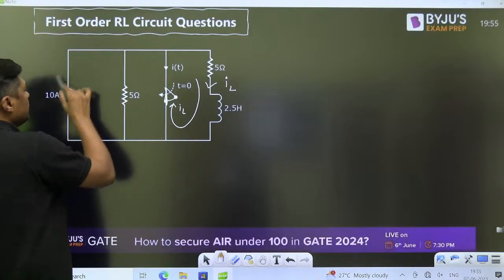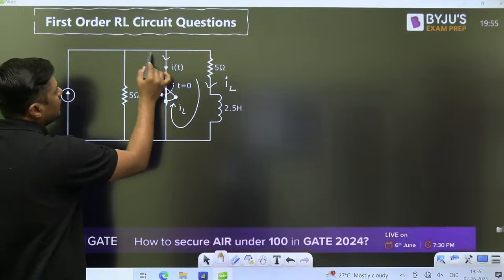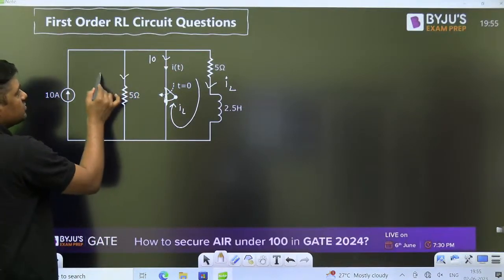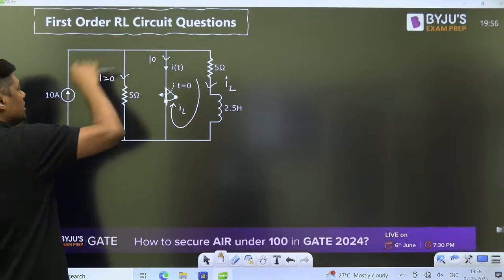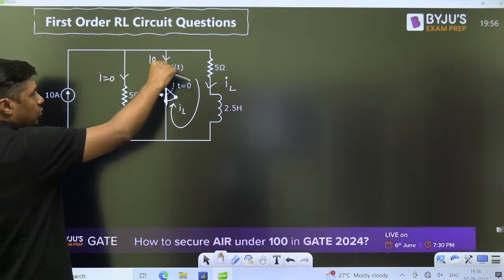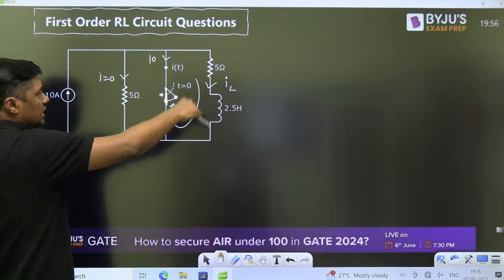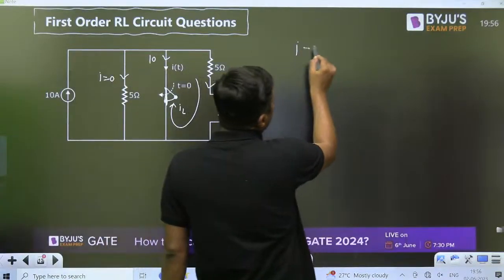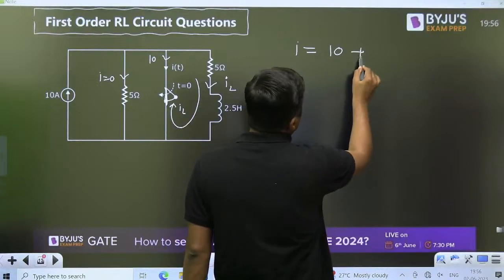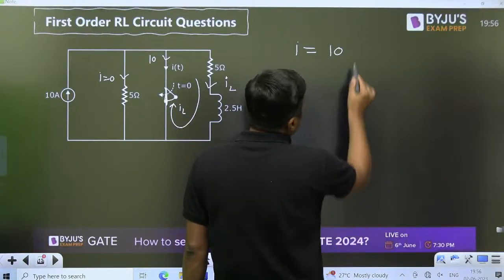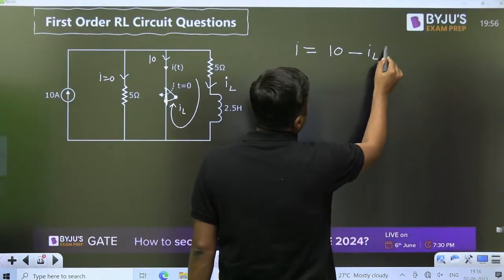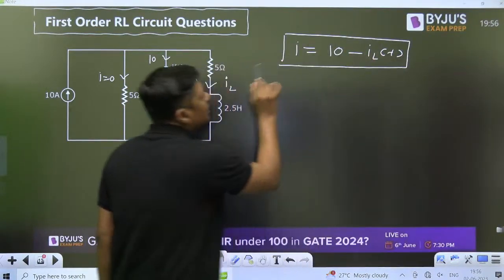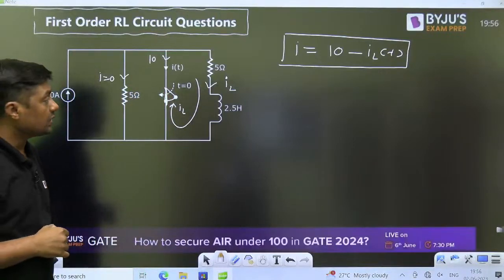And what about this 10 ampere current? The 10 ampere current will flow like this because it will short circuit the 5 ohm. So what is the current in this branch? 0. So this current will remain constant. But what about the inductor current? The inductor current will finally become 0. So what is the current through the short circuit path? 10 minus iL(t), because it is opposite direction. iL(t) is the current through the inductor.